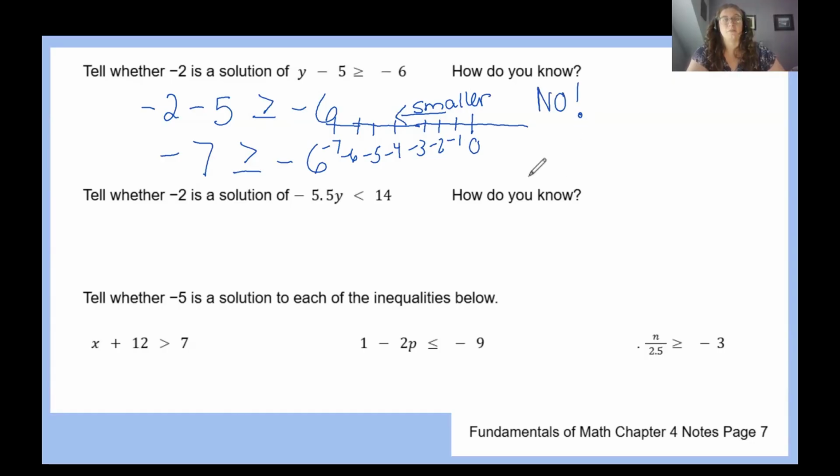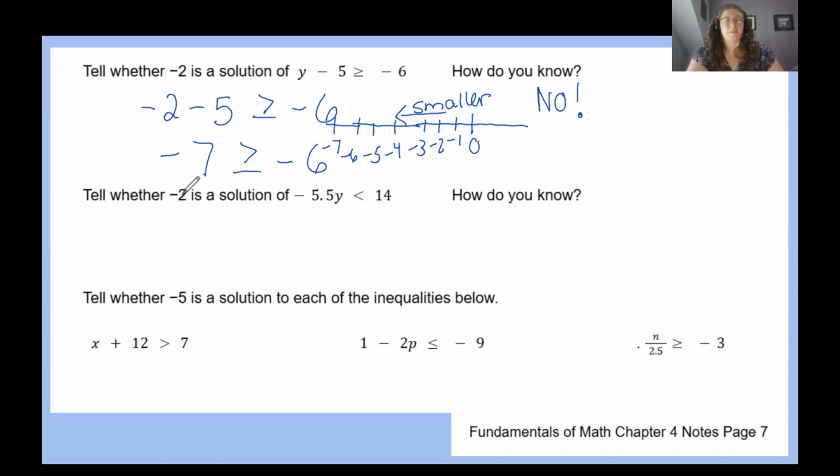So -2 cannot be a solution to this inequality, because when we put -2 into the inequality and solve, we get -7 is greater than or equal to -6, and that's not true. -7 is smaller than -6. It does not make this inequality true. All right. Let's look at the next one.